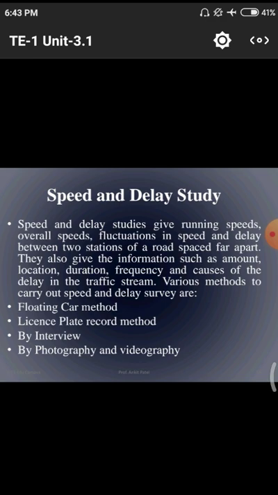And next one, photography and videography. That means, as we previously observed, in different places, at particular junctions and other important structures, we have these CCTV footages and videography techniques. By using those techniques, they simply identify the problems they are facing while traveling on those roads. These are the different speed and delay studies normally observed on particular roads.